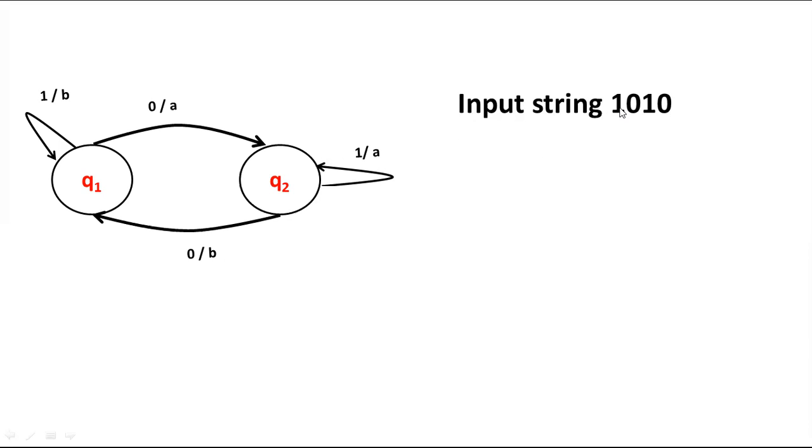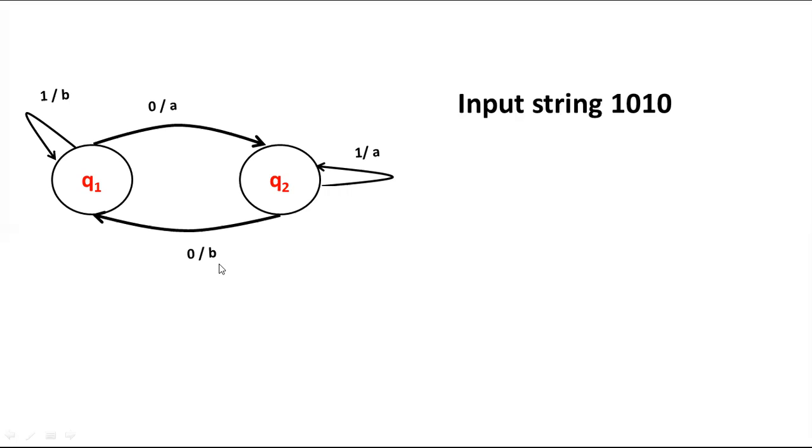Then with the input 0, from Q1 we go to state Q2. So now I will be at state Q2. What will be the output? A. So BA. Next with input 1, I will be at Q2 state only with output A. So BAA. And for the input 0 at Q2 state, it goes to Q1 with output B. So the answer is BAAB.